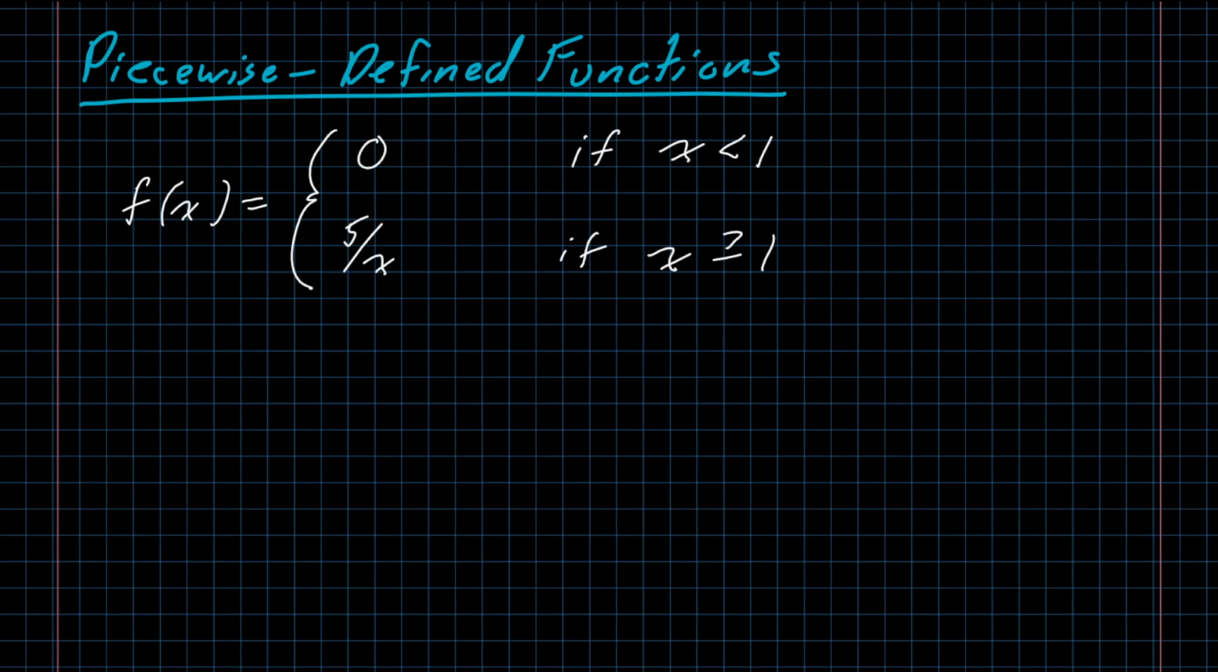Notice that second piece, 5 over x. We know that dividing by x is a problem when x is equal to 0. And the way that we have set this function up, when x is equal to 0, we don't go to the piece that is the problem.